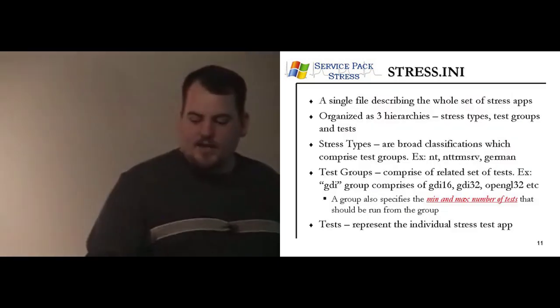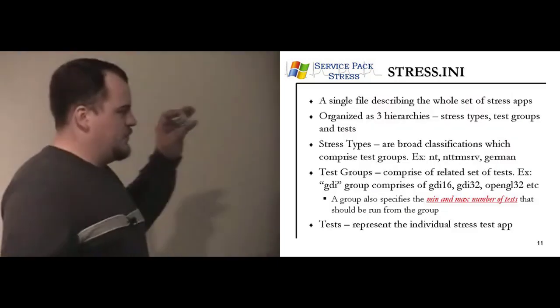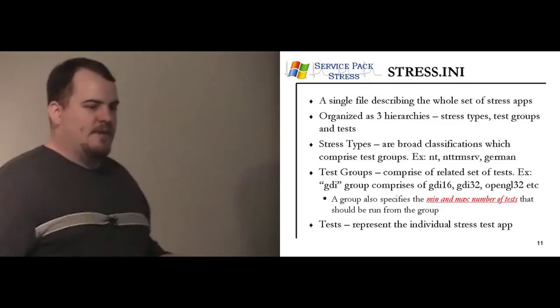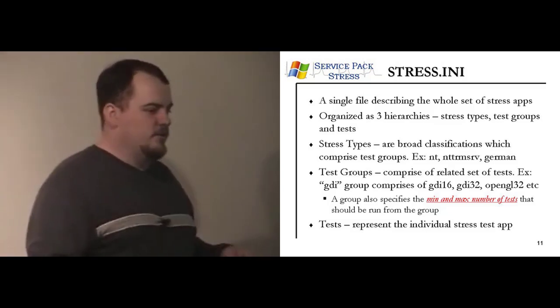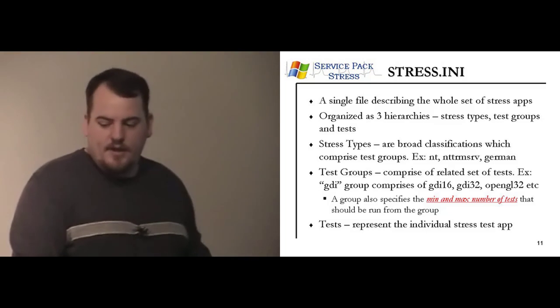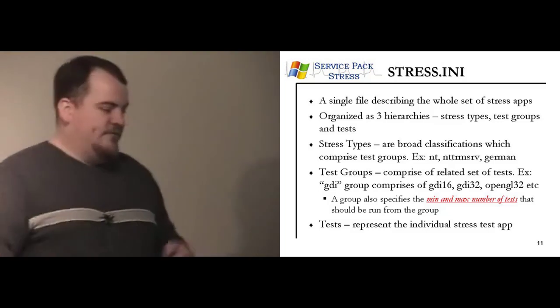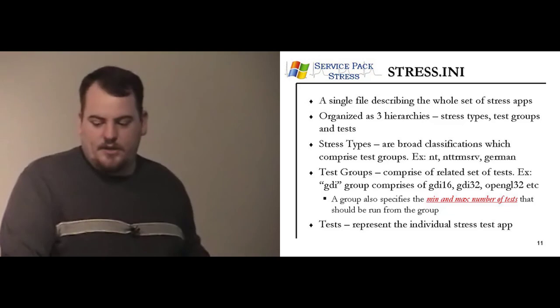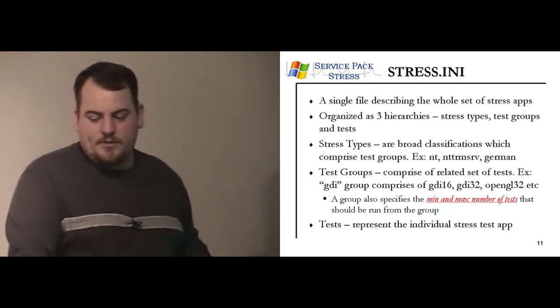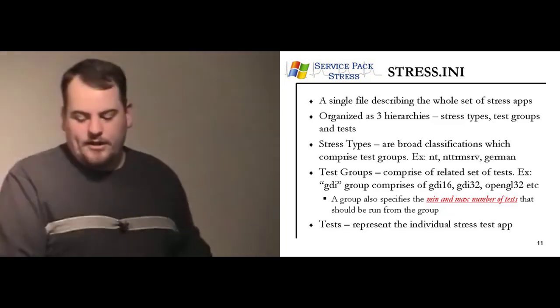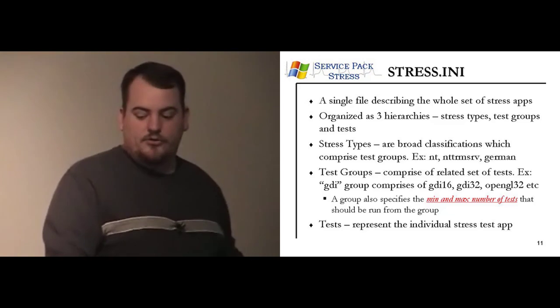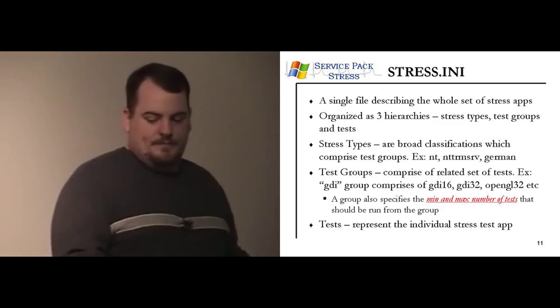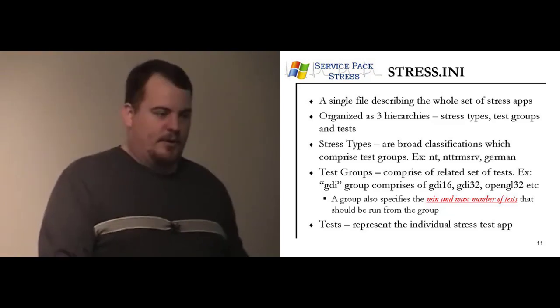The stress INI is what creates, basically, that UI that you just saw with all the different tests and that kind of stuff. It's a single file describing all of the stress apps. It's organized into 3 hierarchies: stress types, test groups, and tests. Stress types are broad classifications which comprise test groups. So like NT was a stress type.